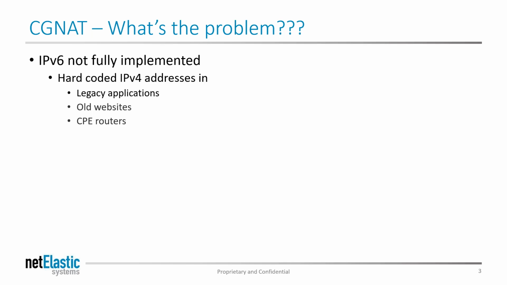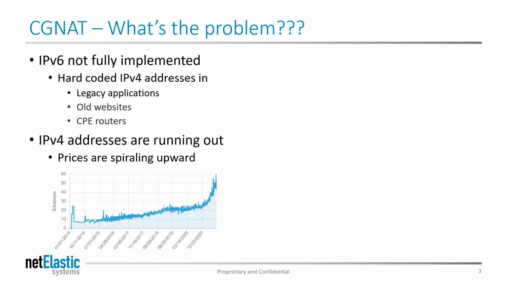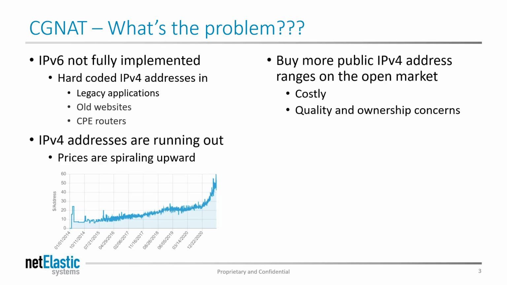However, IPv6 has not been fully implemented because IPv4 is out there. It's hard-coded into legacy applications, old websites, or CPE routers. So IPv4 is something that just needs to be supported for the time being. However, IPv4 addresses are running out. The prices are spiraling upwards on the open market, and they're reaching $60 now for a typical IPv4 address. So it's really getting out of hand.